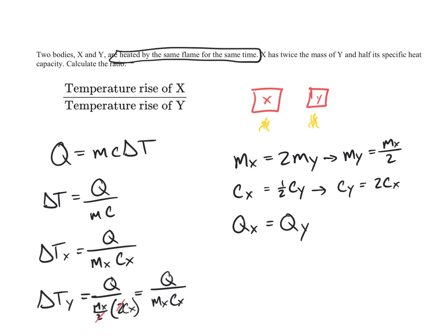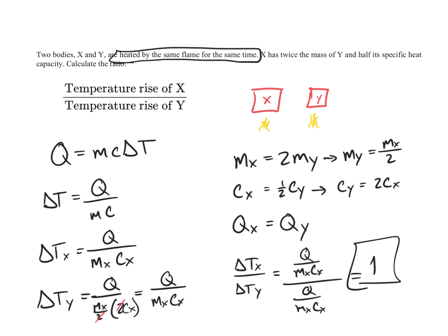So if I take the ratio then of the change in temperature of X and the change in temperature of Y, that's going to be Q over MX CX over Q over MX CX. And so that is going to just come out to be a value of 1 when we look at their ratios.